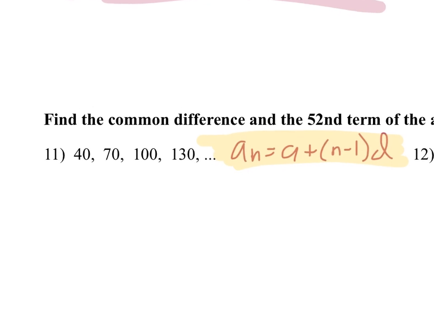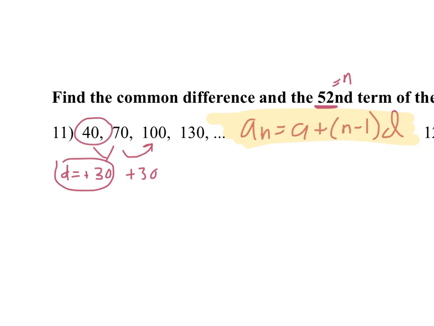Our a comes from our first term. Our n is what term we're trying to find. So 52 is going to be our n, and our d is our common difference. So when we go from 40 to 70, we're adding 30. When we go from 70 to 100, we're adding 30, and 100 to 130, we're adding 30. So our common difference is 30. Now we can plug it in.